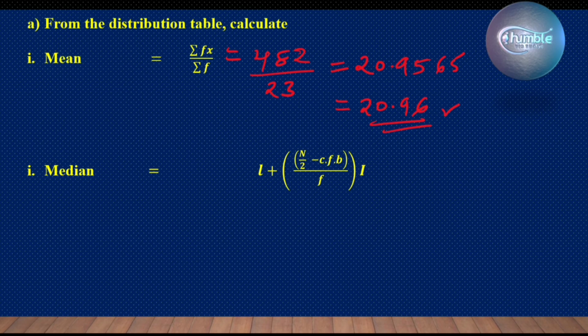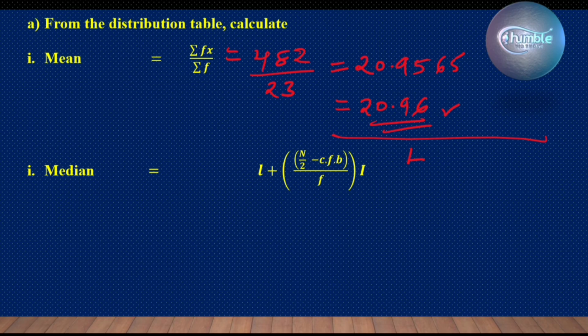What about the median? Already we have been given the formula: L plus n over 2 minus CFB, divided by f, times I. So now in this case, L is the lower class boundary. Remember what we said about class boundary. Class boundary is the class limit, but we subtract 0.5 if there are whole numbers. Subtract 0.5 from the class limits to make them class boundaries. Now, if you talk about the lower class boundary, L in this case is the lower class boundary of the median class.